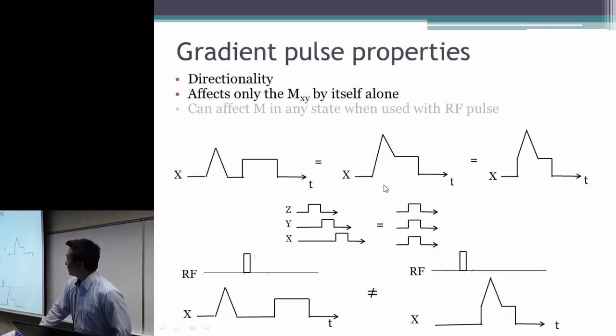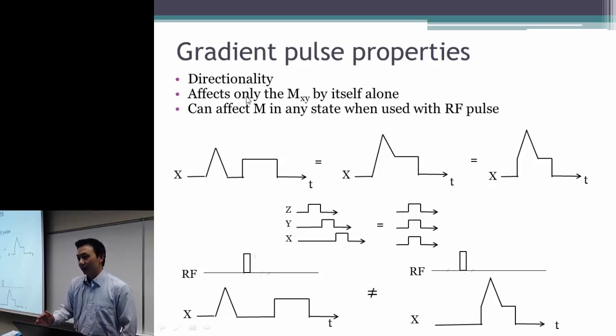Okay, so the gradient pulse has several properties. The first one is its directionality. When we say a gradient, we need to specify its direction, whether it's along the x-axis, along the y-axis, or any arbitrary direction in space. If a gradient pulse is applied by itself, it will only affect the transverse magnetization. It does not affect the magnetization that is along the z-axis.